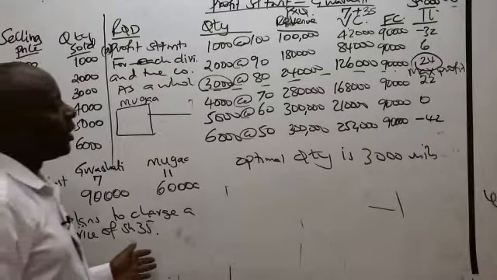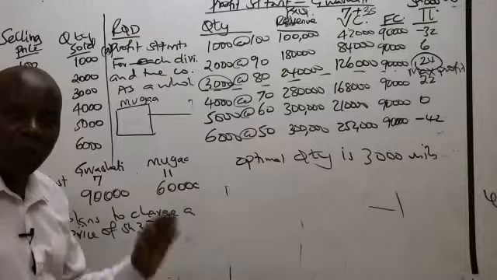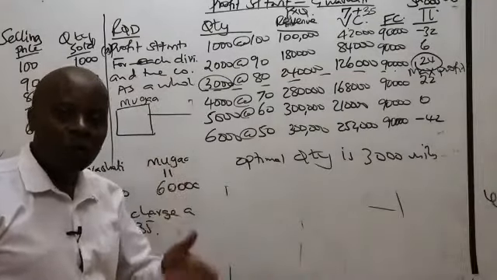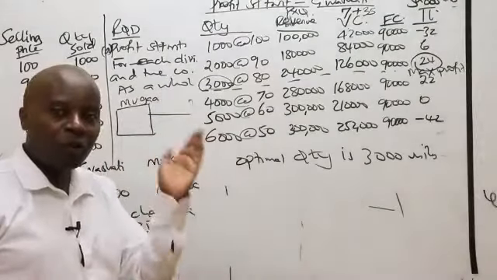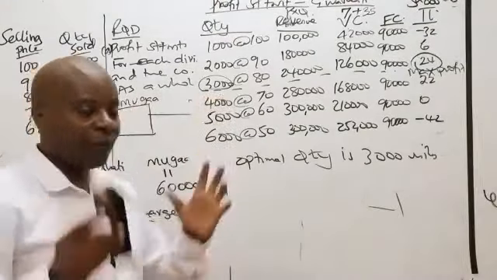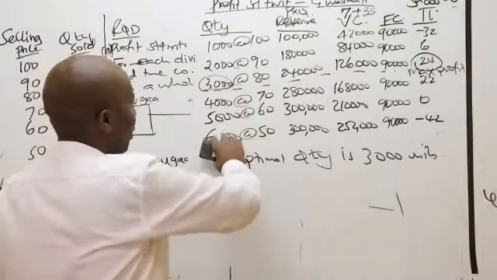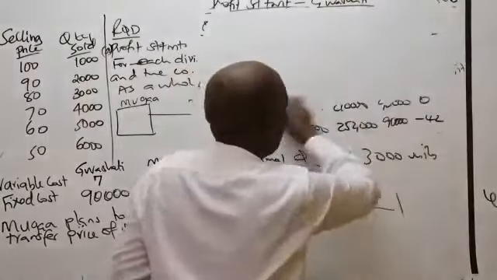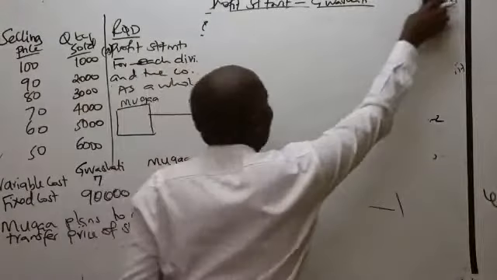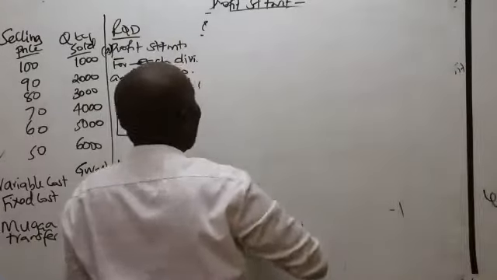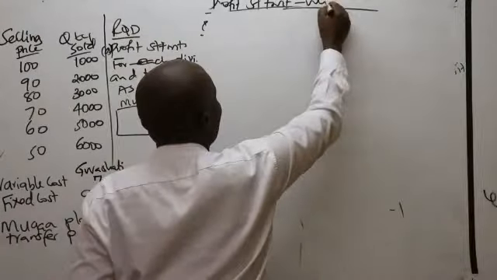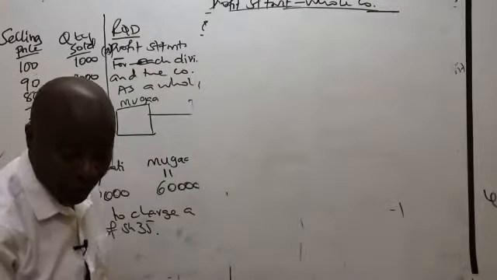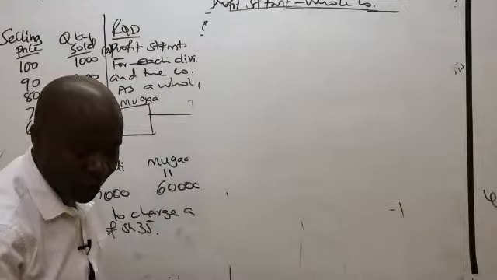Very good. Now, if you allow me, I'll go to the whole company. Remember, what you have done is to look for profits of individual divisions. Now I want to consolidate everything. So come and mention there, profit statement, whole company. This is what you call consolidation. So we start with revenue.